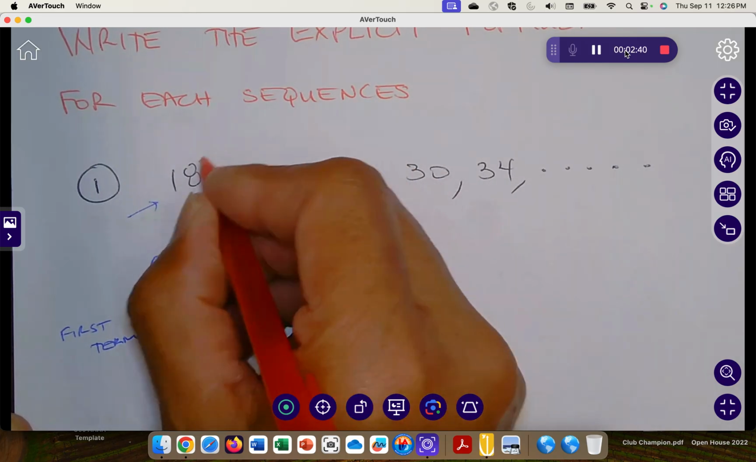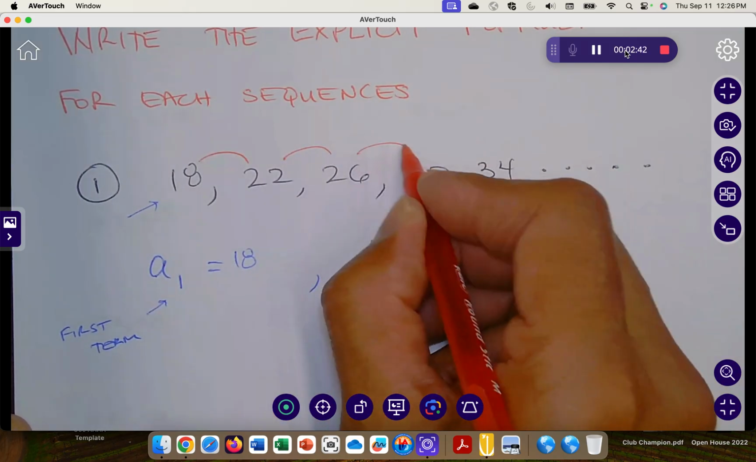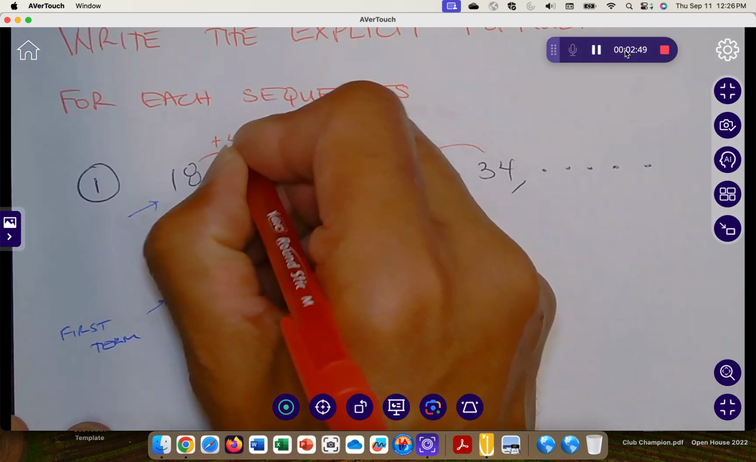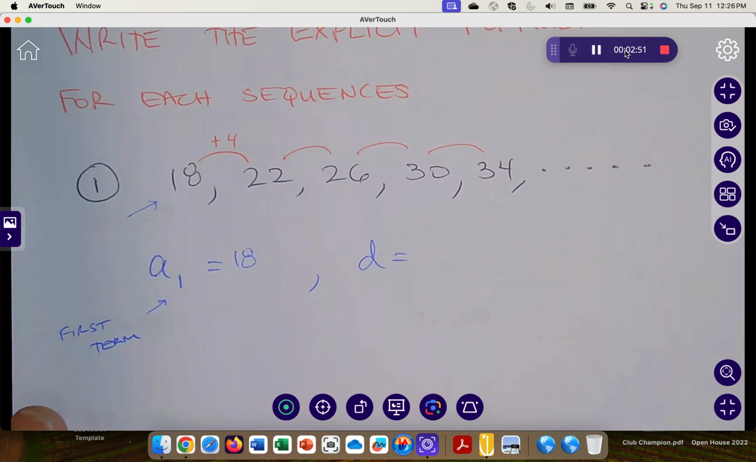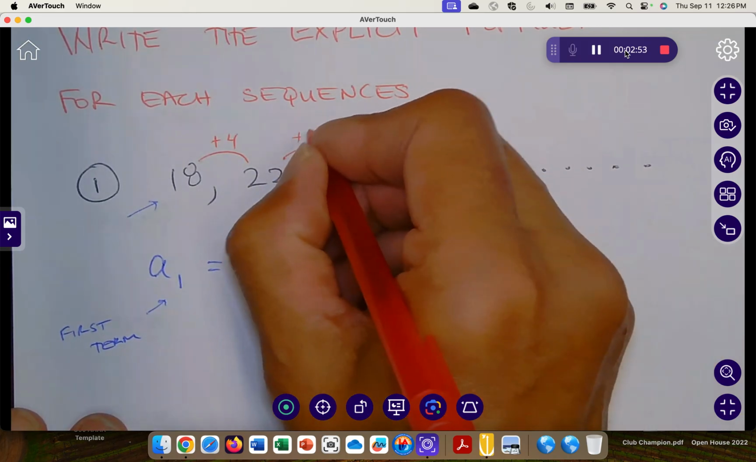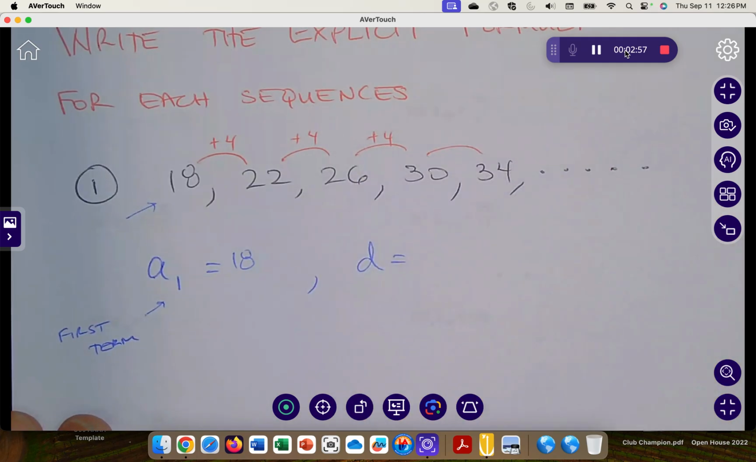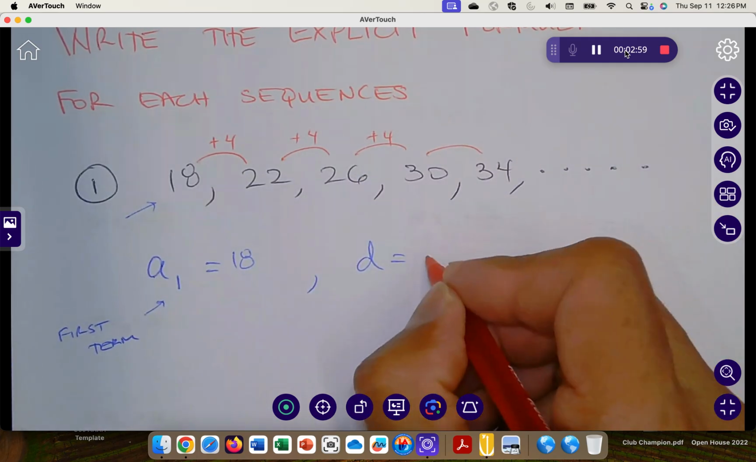Does anybody get this one? What's the common difference that's true between each consecutive term? Correct. 4. Plus 4, not minus 4. 18 plus 4 is 22, then plus 4. It has to hold true. You got to check and make sure it holds true. Okay, that's it. You got the two pieces.